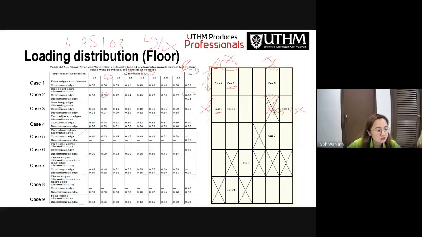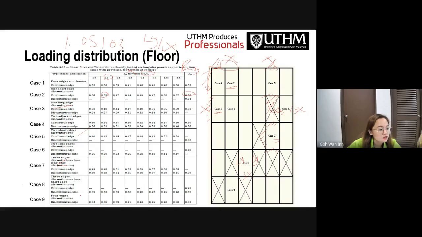For case 7, okay, 3 edges discontinue. One long edge discontinue. Okay, so for case 6, where is 6? 6 is, 7. So long edge here, discontinue. Short edge, discontinue. And here short edge, continue. But then only one long edge is discontinue. So that's why you use case 7. For case 8, 3 edges discontinue and 1 short edge discontinue. 2 Ly discontinue and 1 Lx discontinue.